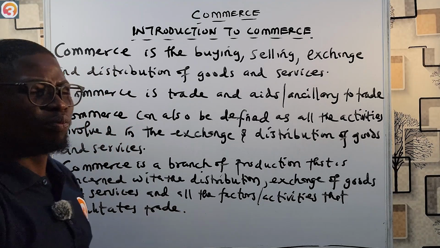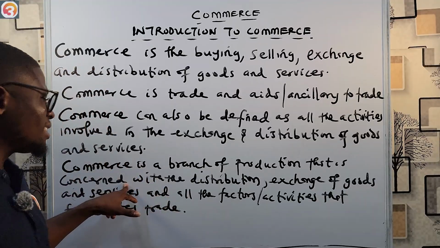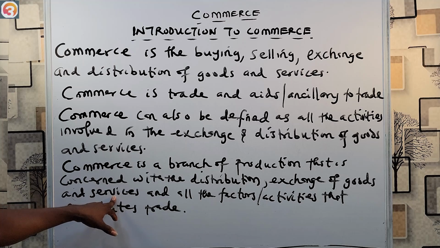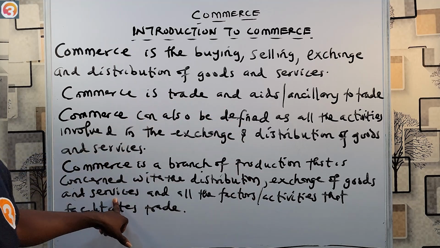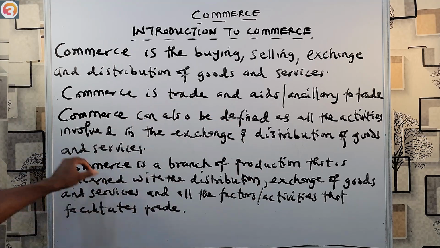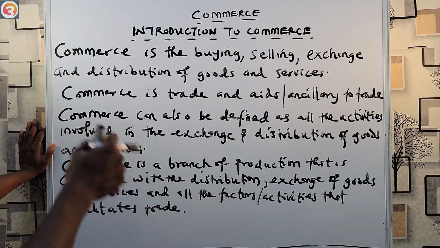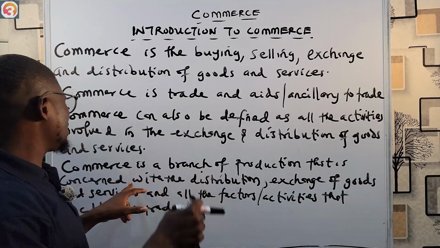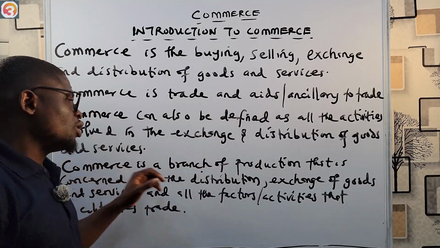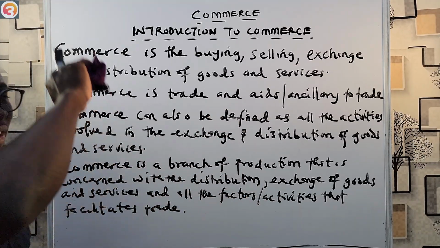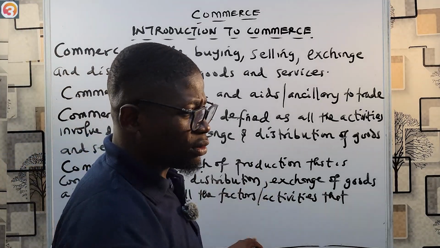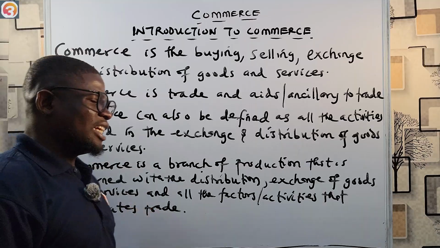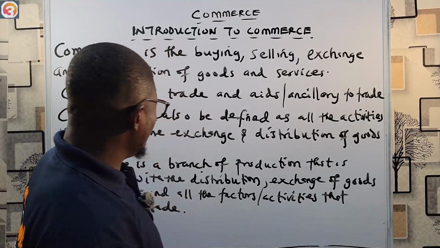So you can say commerce is the branch of production that is concerned with the distribution and exchange of goods and services, and all the factors and activities which facilitate trade. As I'm going to see in the ensuing episodes, all the factors or activities that facilitate trade. So this is what commerce is.